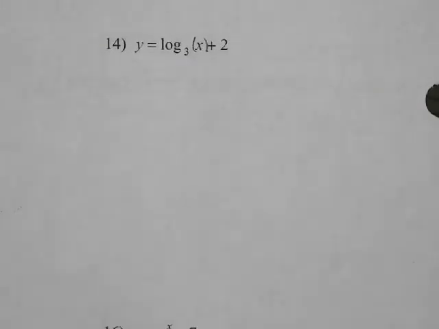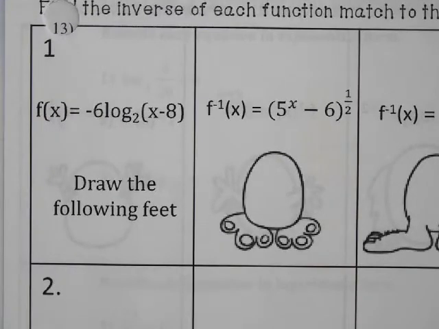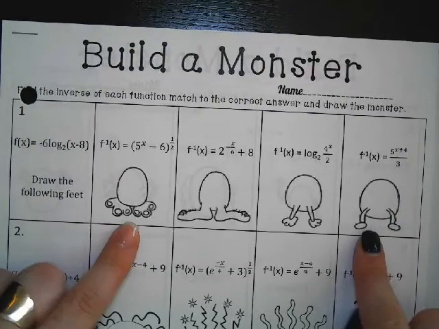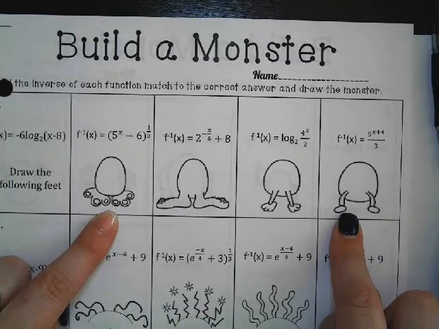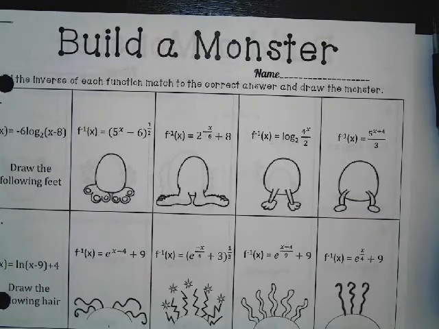All right, now we can go to the build a monster activity. This is how it works. You do the problem, here's the problem, and then you have multiple choice answers, and the answer tells you what to draw. So you're all going to have the same monster, but that's what makes it fun, because your different variations of the same monster are going to be top notch. They're going to be real good, okay?